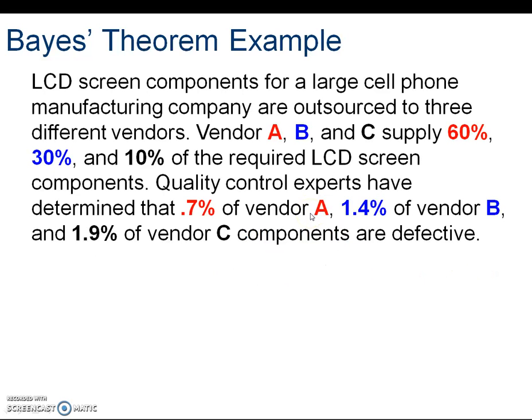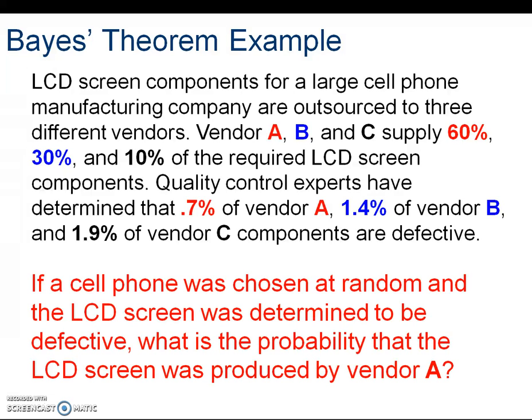So here it is. A cell phone manufacturing company outsources its LCD screen components to 3 different vendors, vendor A, B, and C. They supply 60%, 30%, and 10% of the required LCD screen components. The quality control experts have determined that 7% from vendor A, 1.4% from vendor B, and 1.9% from vendor C are defective. So, if a cell phone was chosen at random and the LCD screen was determined to be defective, what is the probability that the LCD screen was produced by vendor A?